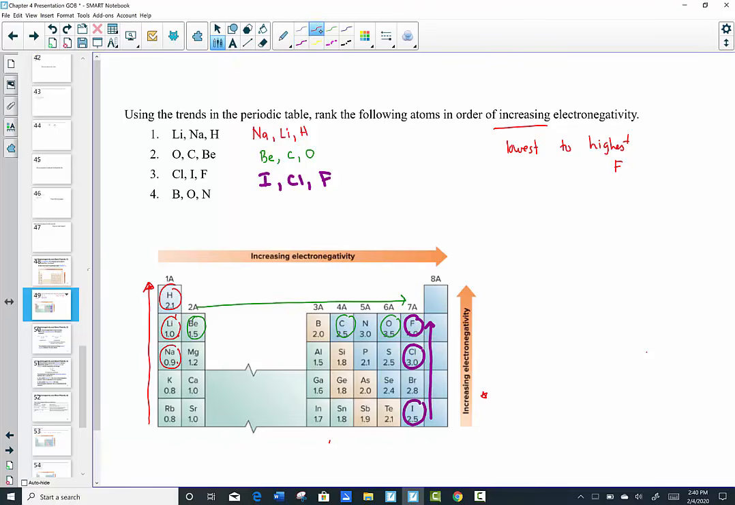And one more trend, we have boron being compared to oxygen, being compared to nitrogen. Left to right, boron, then nitrogen, then oxygen, increasing electronegativity as we read left to right on the chart.